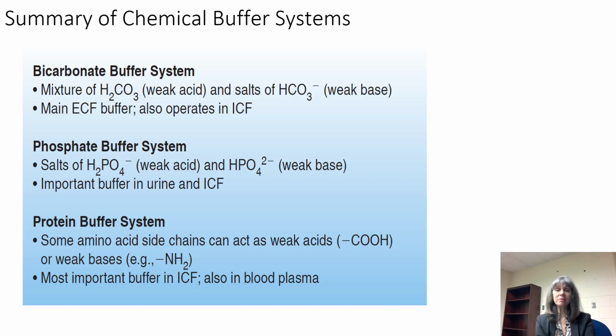And then the protein buffer system, which again makes up 2/3 of the buffering power in our plasma and in our cells, includes some amino acid side chains that can act as weak acids, in other words, those carboxyl groups, or as weak bases, which would be the amino groups. And the most important intracellular buffer is the protein buffer system, and that's also true in blood plasma.